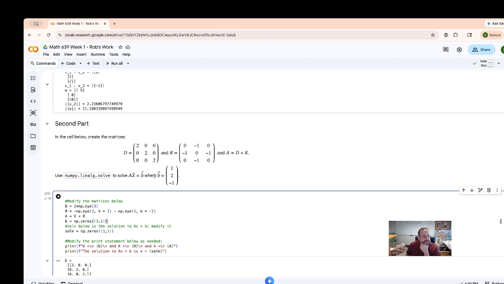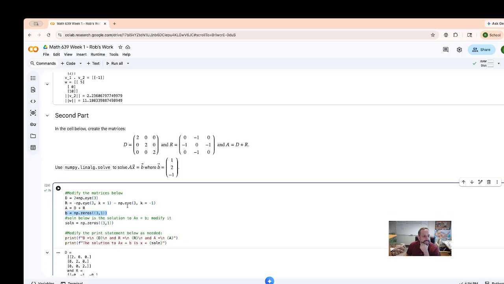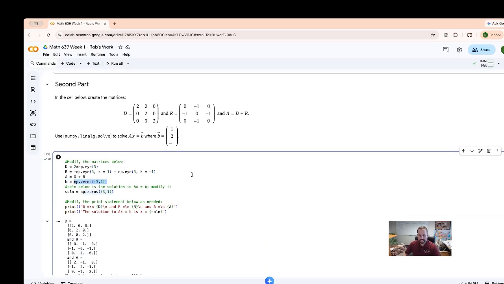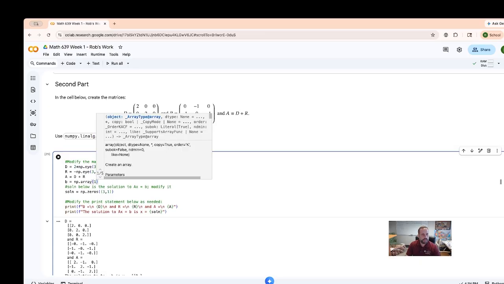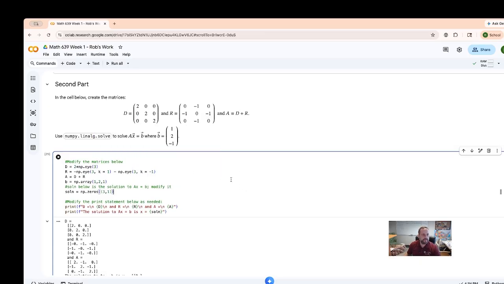Now, the B vector is this vector, so I'm going to make this into a vector. I'm going to say this is equal to np.array 1, 2, -1. You can turn this into a matrix like we did before if you want to. Now for the solution, we are going to do np.linalg.solve A, B, like this.